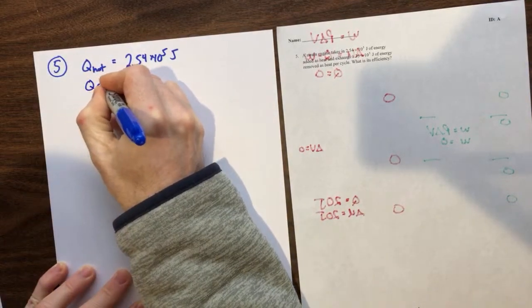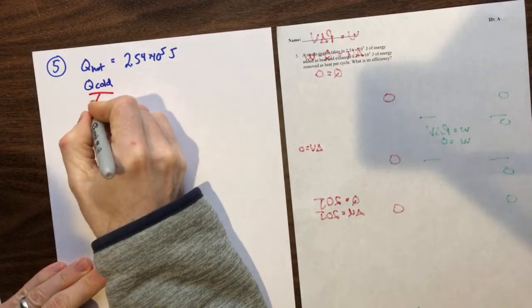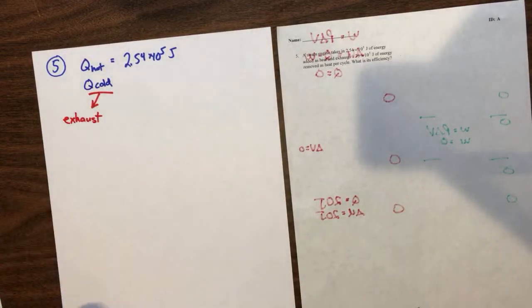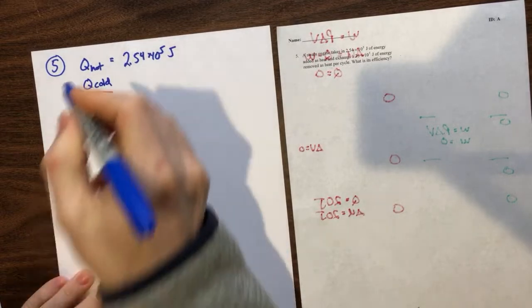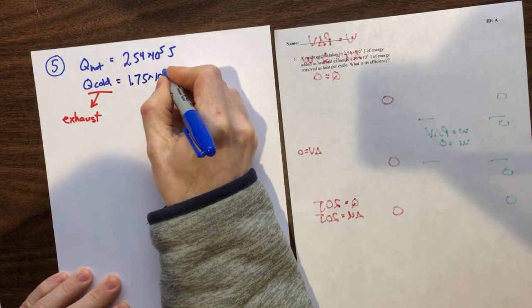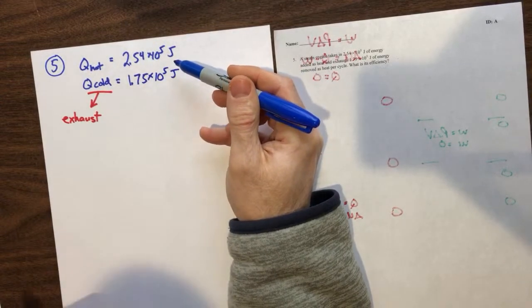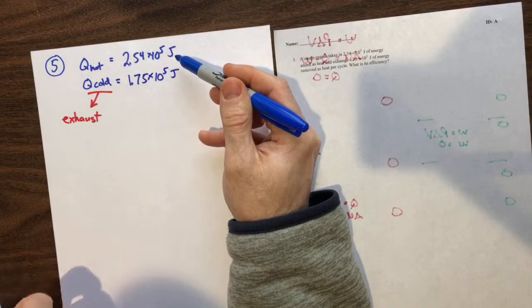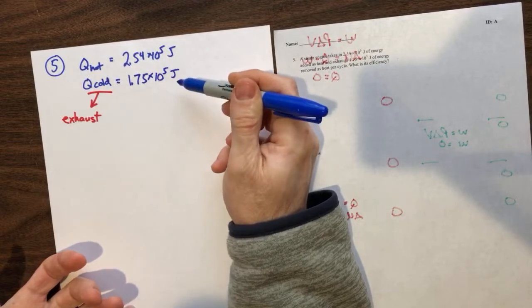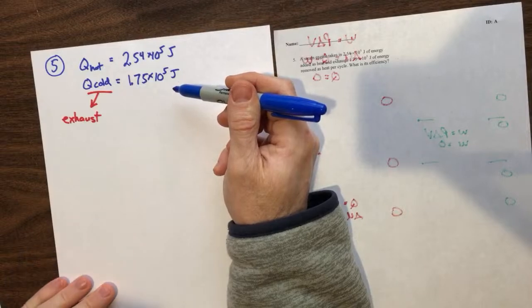Because Q cold, which is a little bit easier to identify in this case, we're going to identify Q cold from the word exhaust. Okay, exhaust is always going to correspond to Q cold. Okay, so it's going to exhaust how much? 1.75 times 10 to the 5th joules. Okay, so this is the amount of heat that's being burned in that cyclic process. It's going to be used by that engine, and then it exhausts this amount of heat. The difference between those is going to be theoretically the amount of work that engine can do. And so we want to calculate what its efficiency is.